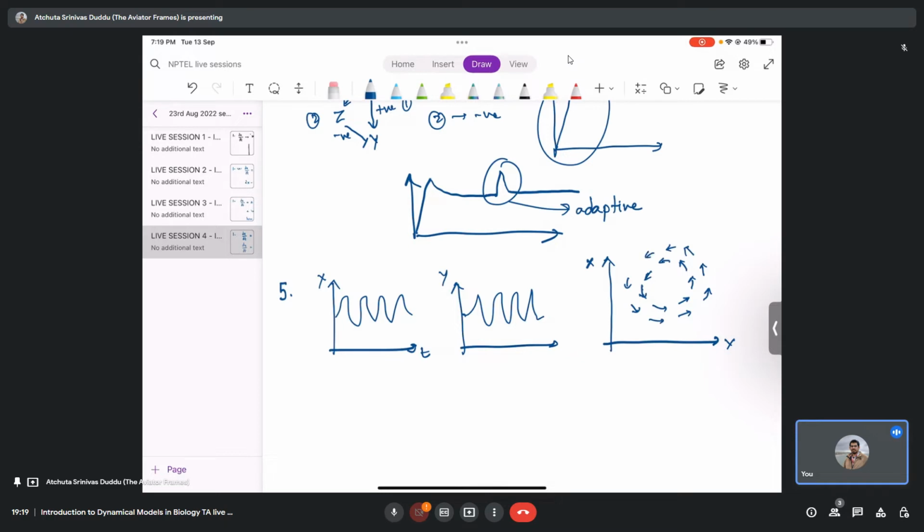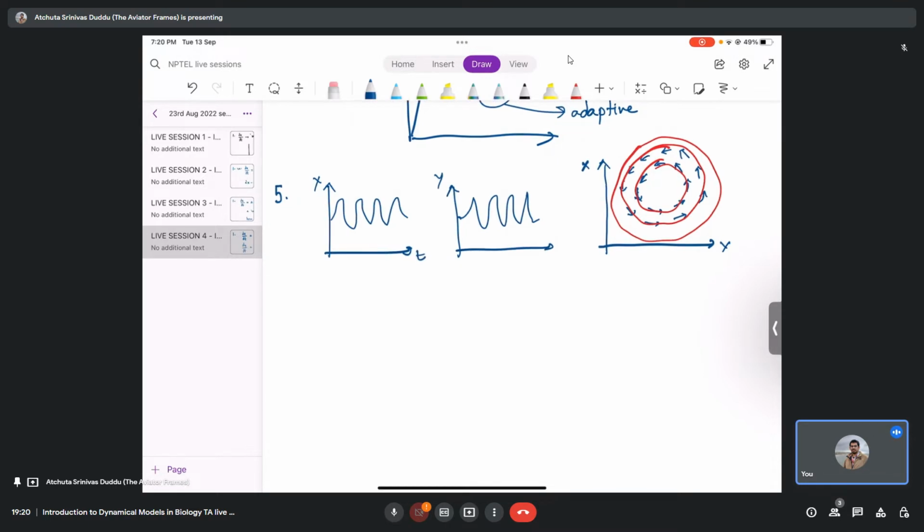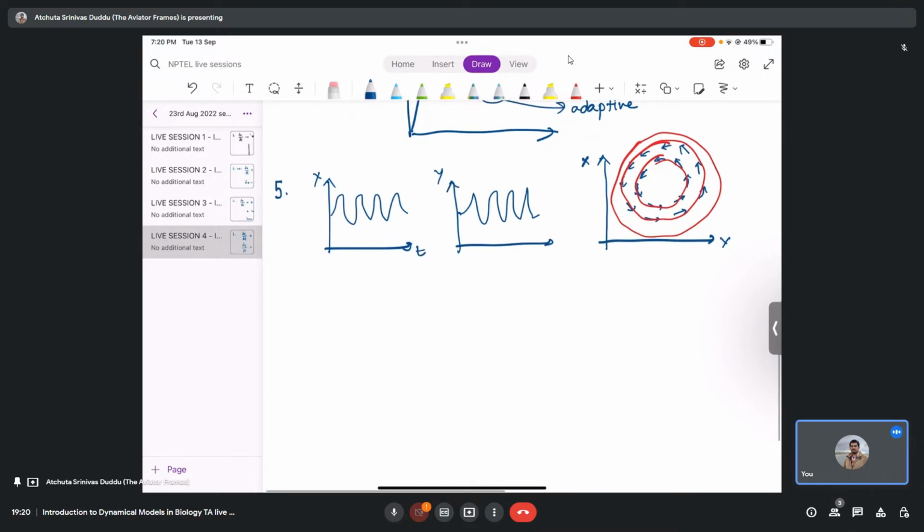So in oscillatory behavior, depending on initial conditions, the system can go into different oscillations. Let's say, I'll just try it with another color. So we have one oscillation, two oscillations. It could end up in whichever oscillation depending on the initial conditions, right? They're kind of concentric, or however they could be. They have multiple oscillations possible depending on the initial conditions. So this is stable oscillations.